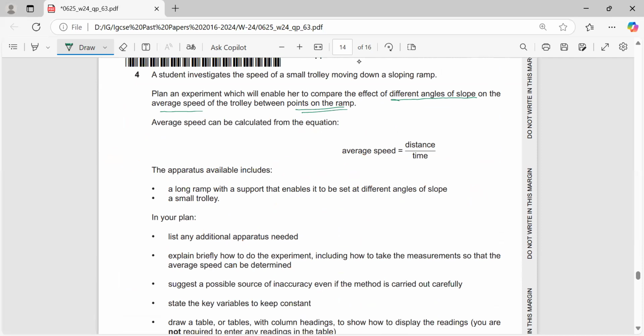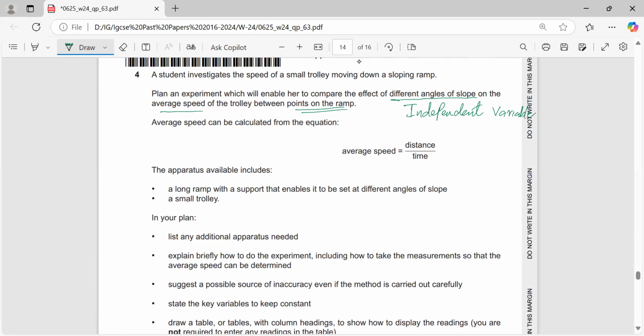Now, my dear friends, one thing which is important here, in this sort of questions, we must be looking at what is the independent variable and which one is the dependent variable. Independent variable is the variable which is controlled by the student or by the teacher while performing that experiment. Independent variable here is the angle.